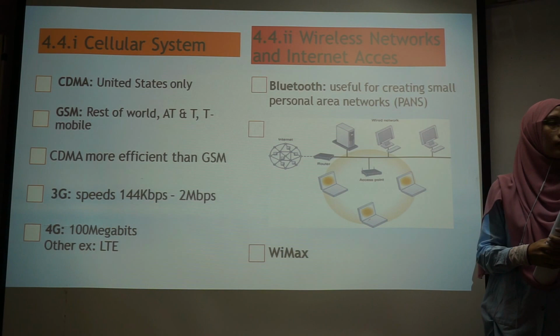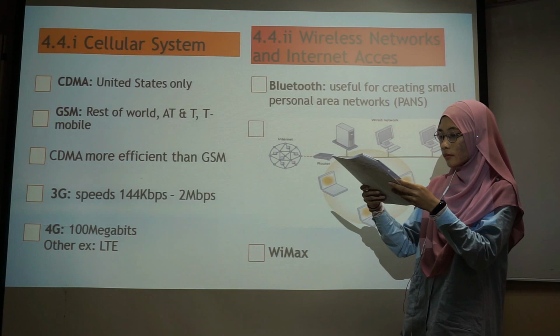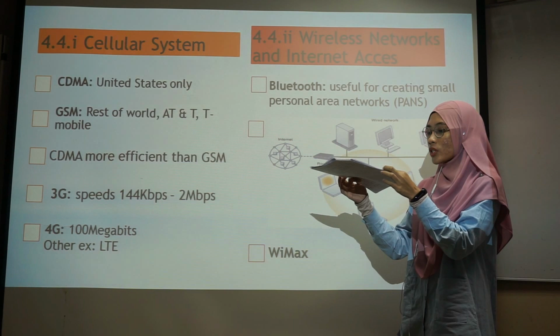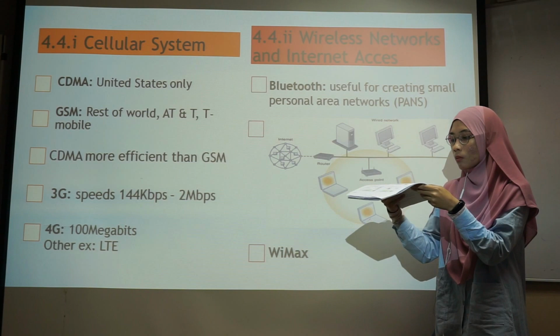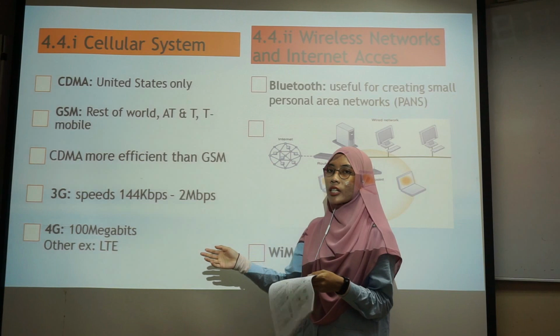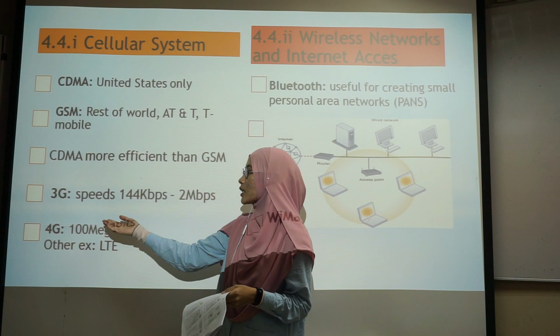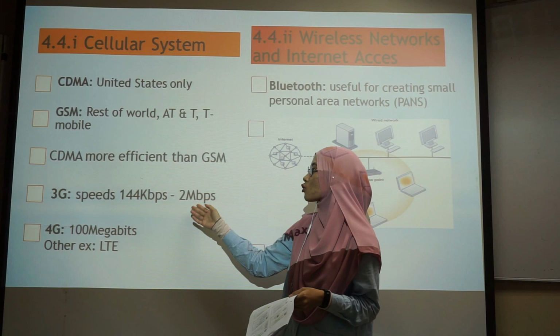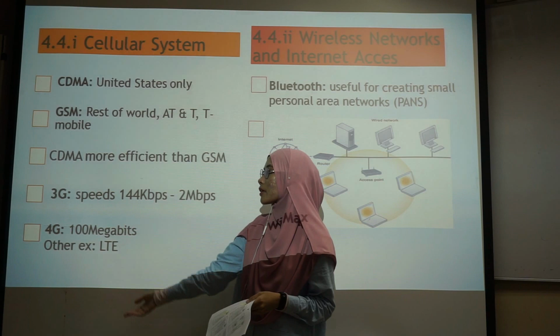Okay, this is the cellular system, which is CDMA. CDMA stands for code division multiple access, which is used by Verizon and Sprint. It was developed by the military during World War II, and is more efficient than GSM. GSM is the Global System for Mobile Communications, whose strength is international roaming capabilities. And nowadays we have 3G and 4G. 3G speed is only 144 kilobits up to 2 megabits, while 4G can be up to 100 megabits.